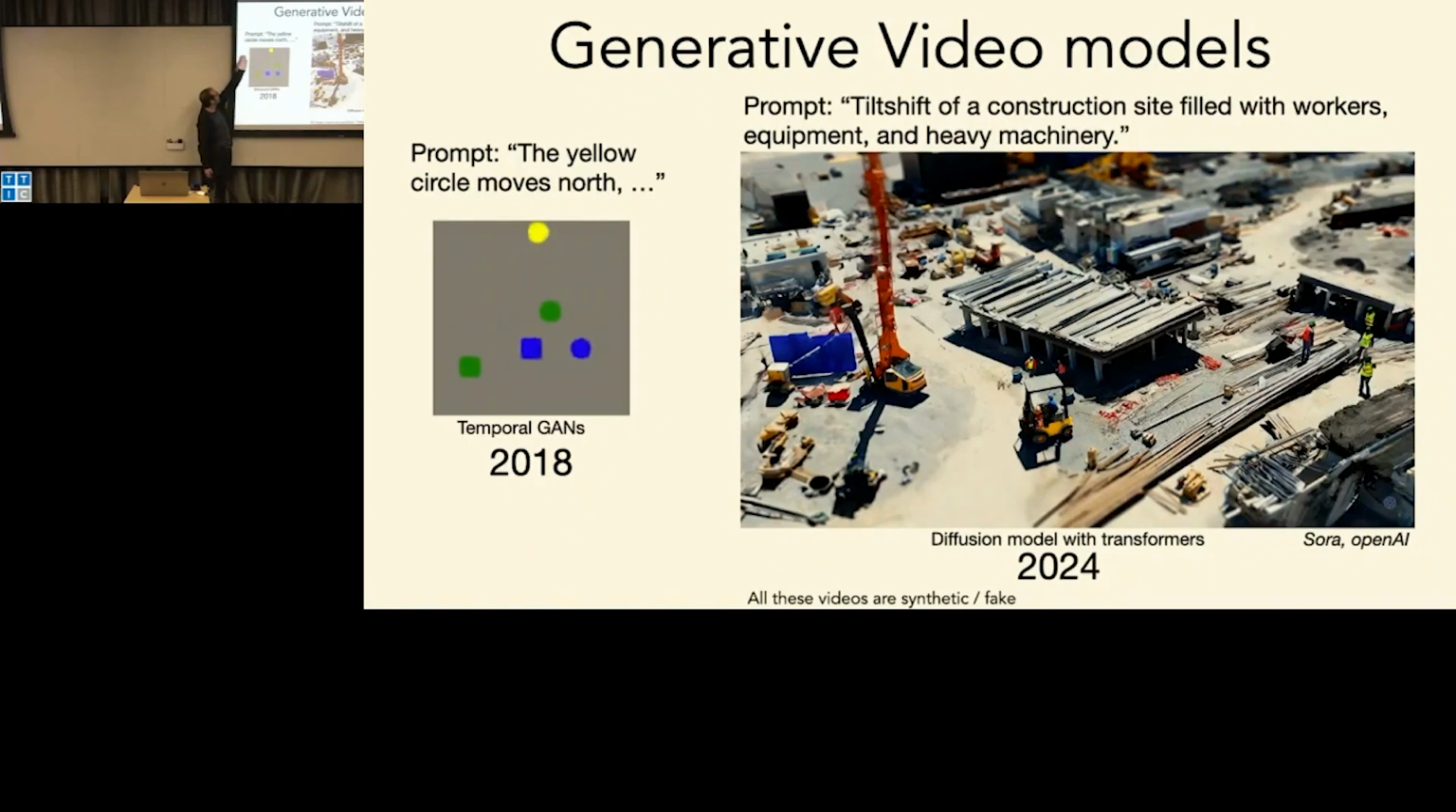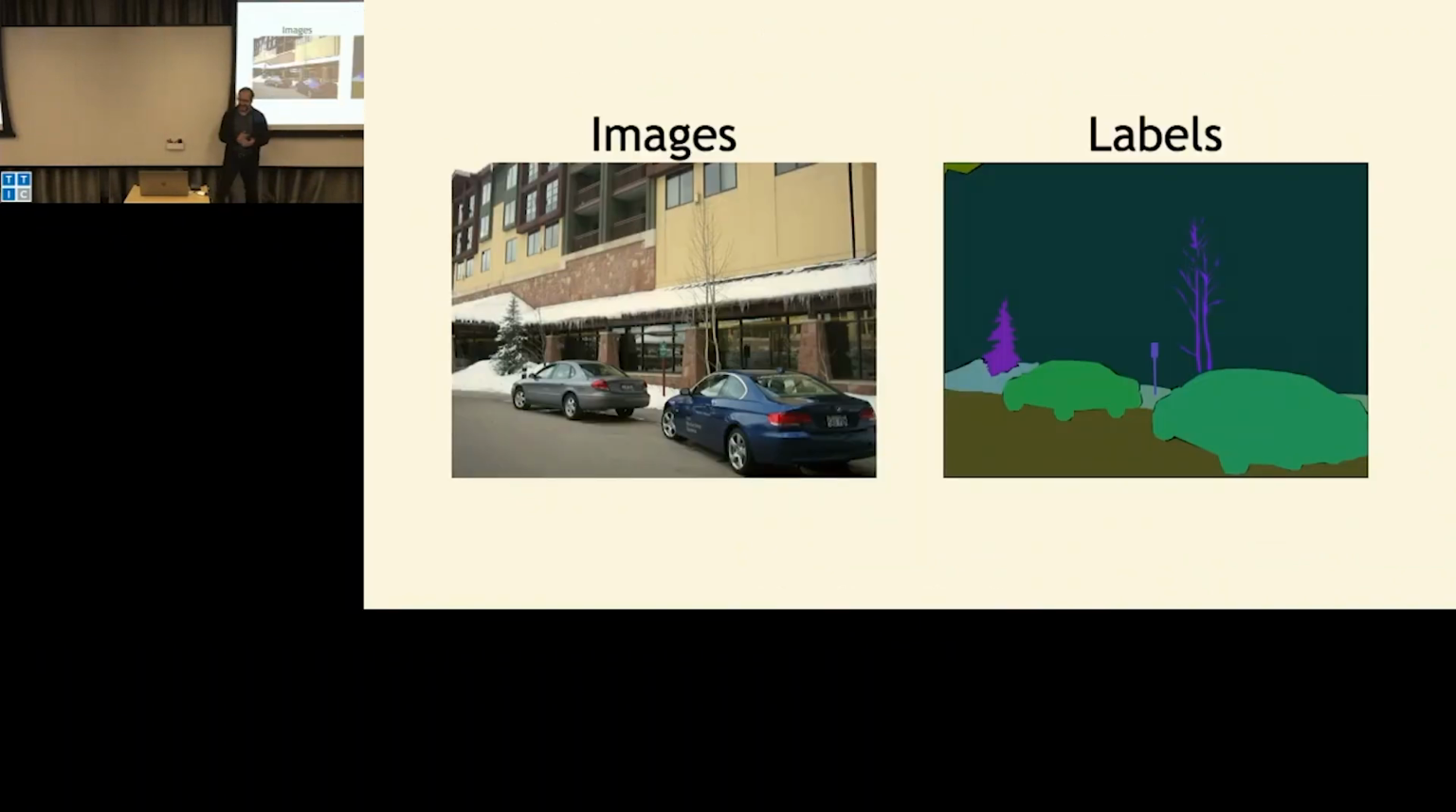Okay, so the prompt was the yellow circle moves north, and then a blue square does this, and then you got this video, which is not even great. And this was the best we could do. But what is interesting is that the student that was working with me on this then went to OpenAI and is the lead of this project, Bill Peebles. So it tells you something about my skills as an advisor, which I just wanted to get off my chest. But anyway, this is what it is.